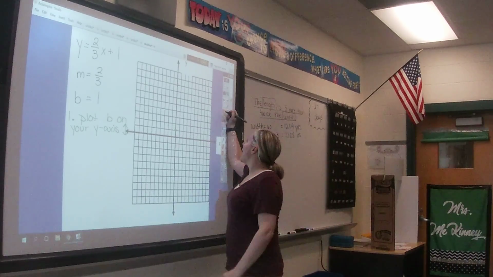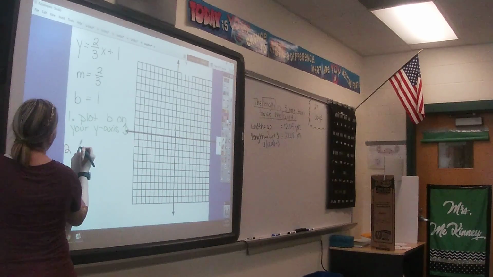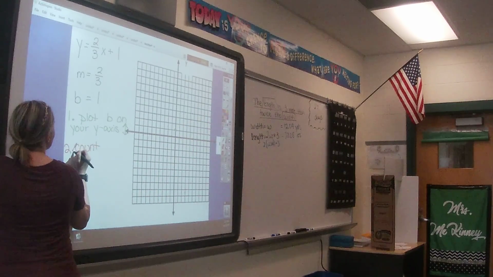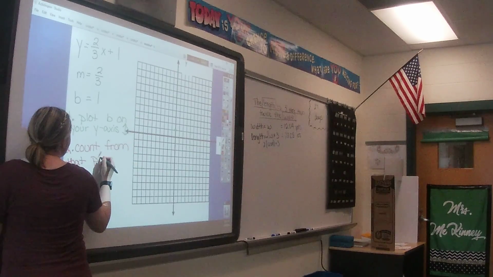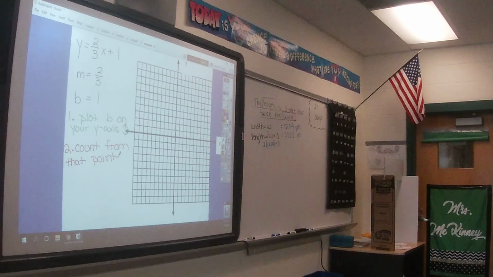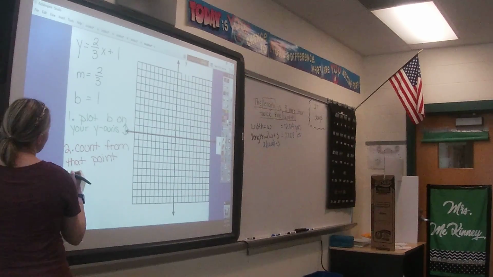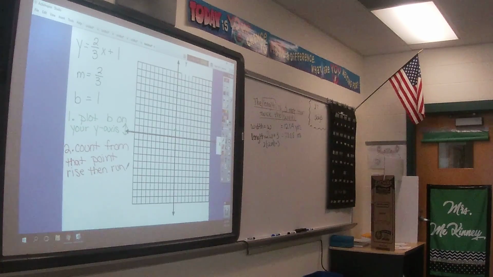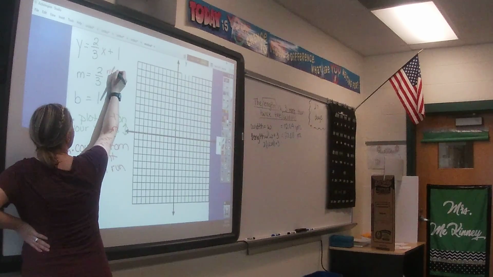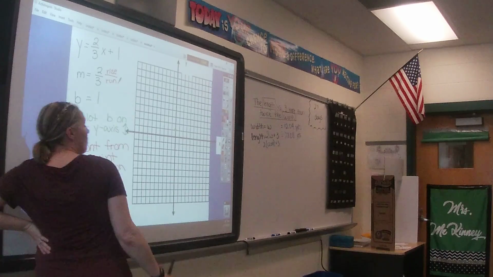Our second step is that we are then going to count up 2/3 from that point. Not from the origin, not from anywhere else. We're going to count our rise and then our run. Keeping in mind that rise and run are from our slope, right? So this is our rise, and this is our run.